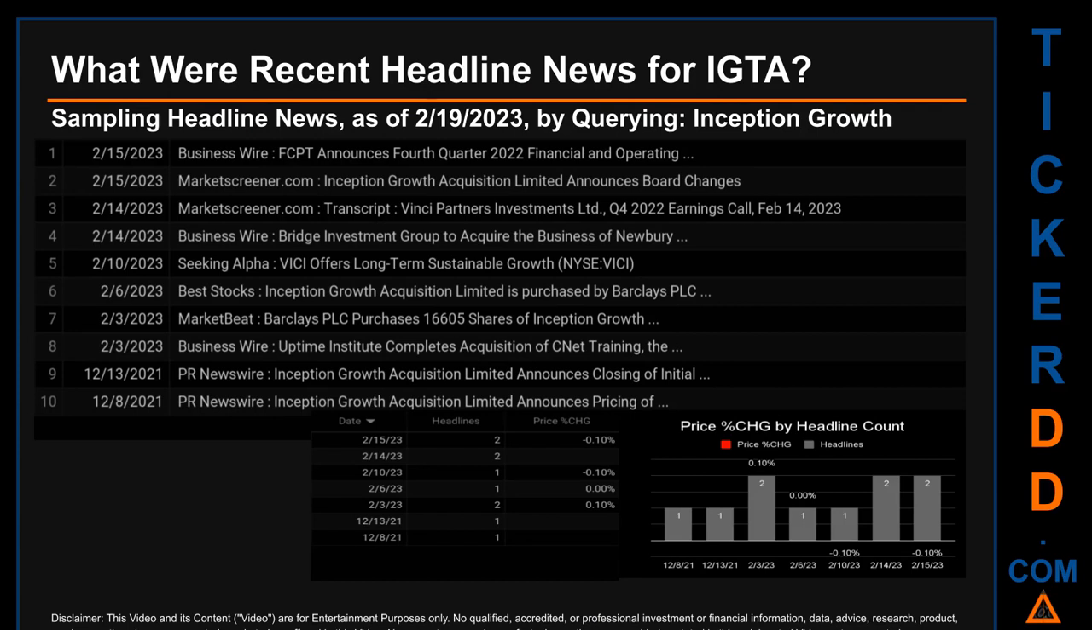Business Wire published the headline that read, FCPT announces fourth quarter 2022 financial and operating. MarketScreener.com published the headline that read, Inception Growth Acquisition Limited announces board changes. The oldest publication was on Wednesday, December 8, 2021, 1 year 2 months and 11 days ago, when PR Newswire published the headline that read, Inception Growth Acquisition Limited announces pricing of.